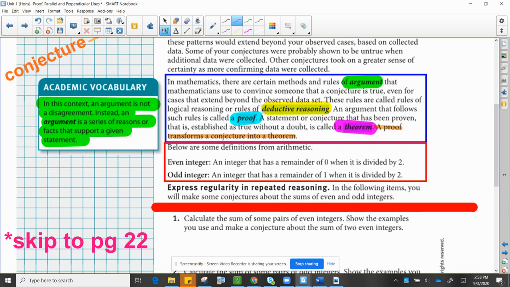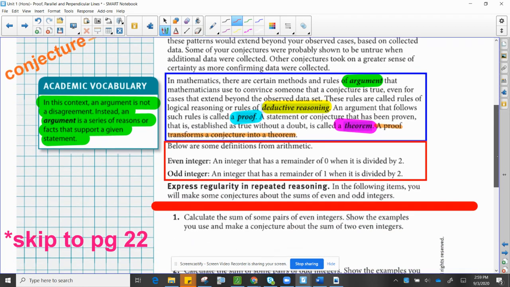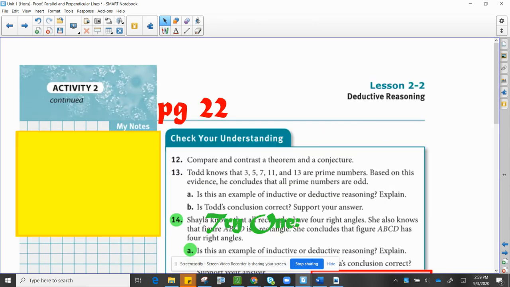Okay? So here are some definitions of arithmetic, so you can use those to kind of prove things. So for example, with deductive reasoning, something like proving an even integer, we know it's divisible by 2. We can prove that, okay, by showing actual facts and arguments to actually prove that that's a true statement. All right. So let's skip to page 22. We're going to skip a good chunk of this lesson today and kind of just worry about the main points.